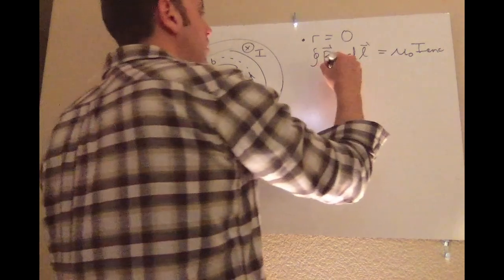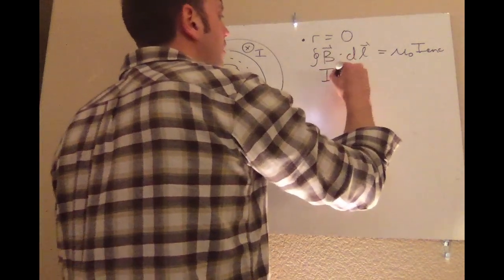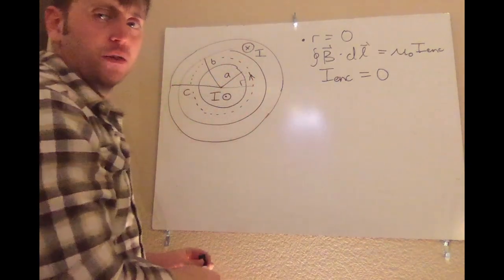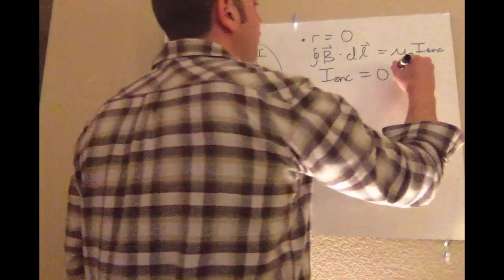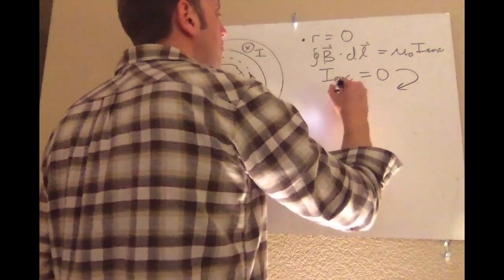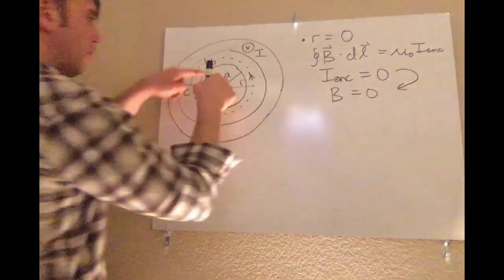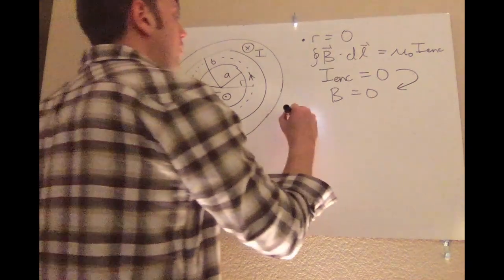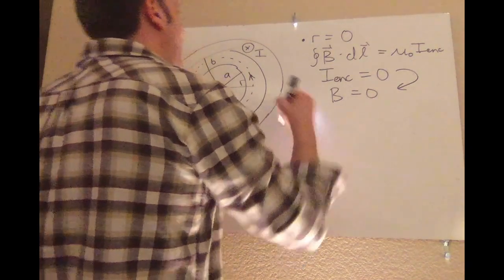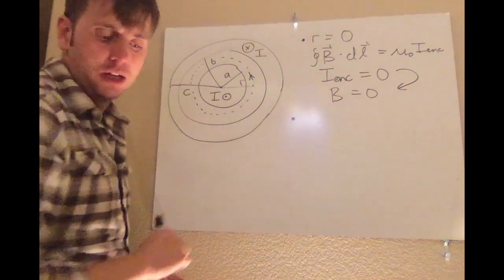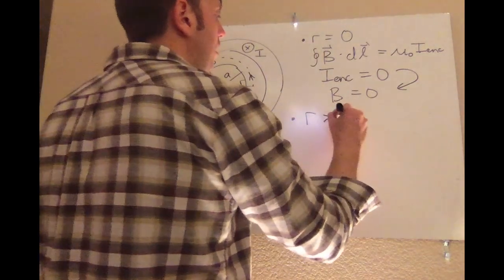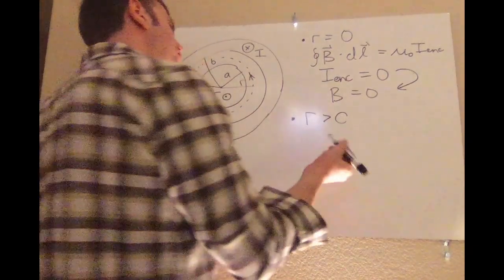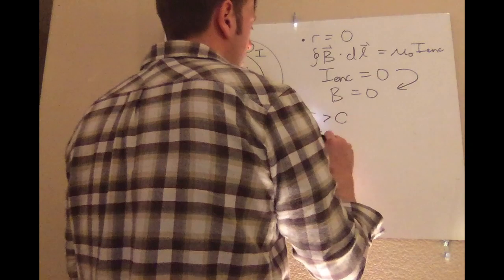Well, in this case, your I enclosed would be 0. Okay? If your path has no size, it's not enclosing any current. So right away, that's telling us that B is equal to 0 right at the center of that coaxial cable. Okay, the other case is, what if we're outside of the entire cable where R is greater than C? What then? Well, let's also think about I enclosed in this case.